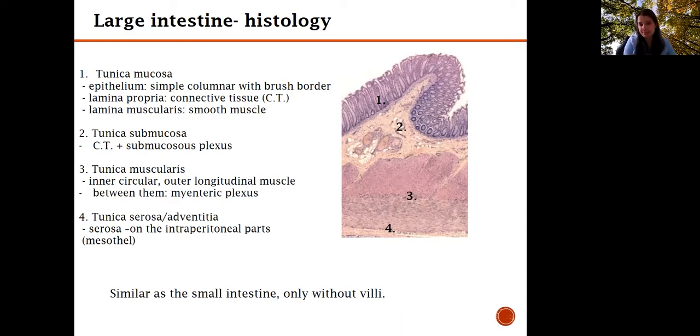intraperitoneal or not. The intraperitoneal parts of the colon are the cecum, the appendix mostly, the transverse colon, the sigmoid colon, and the first part of the rectum. The ascending colon, the descending colon, and the lower parts of the rectum are extraperitoneal, so they lie either behind the peritoneum, like the ascending and descending colon, or below the peritoneum, like the rectum.